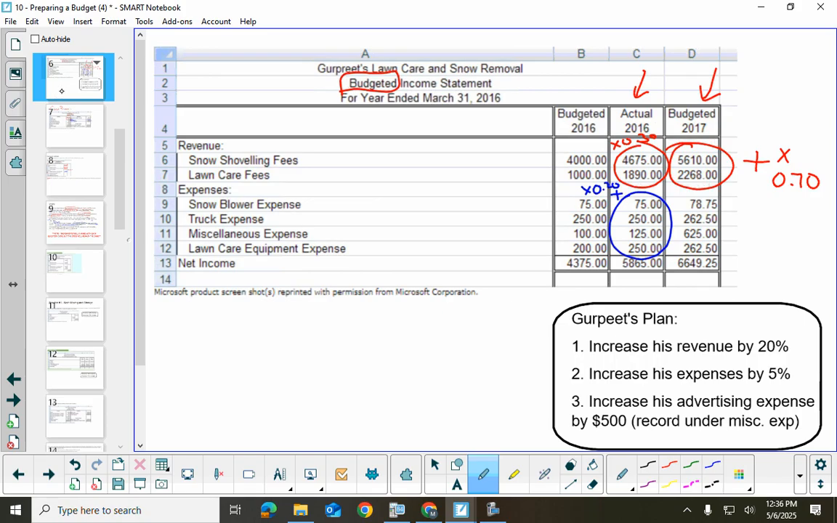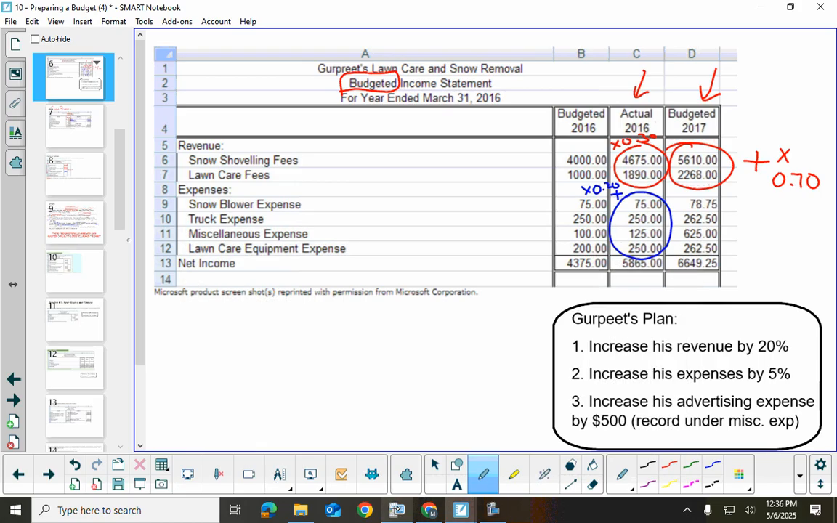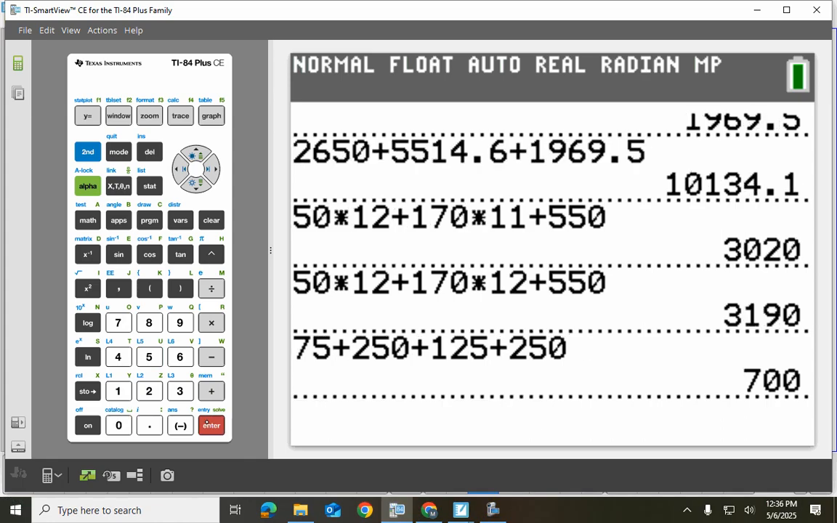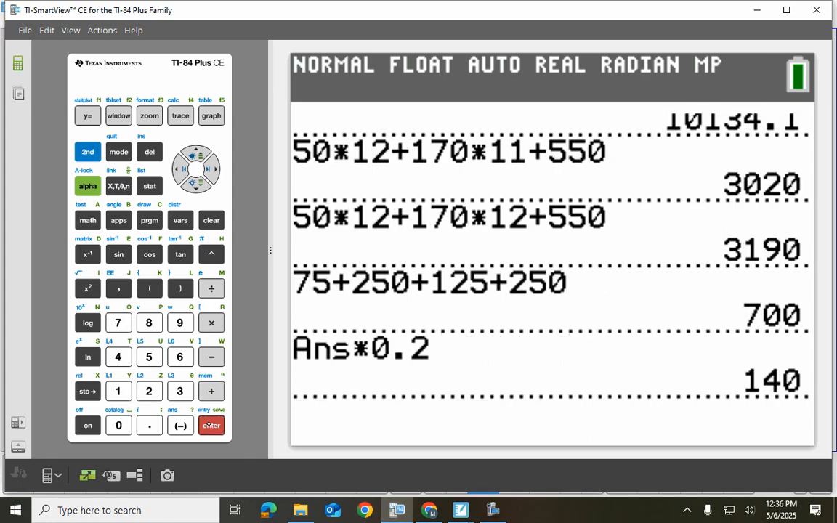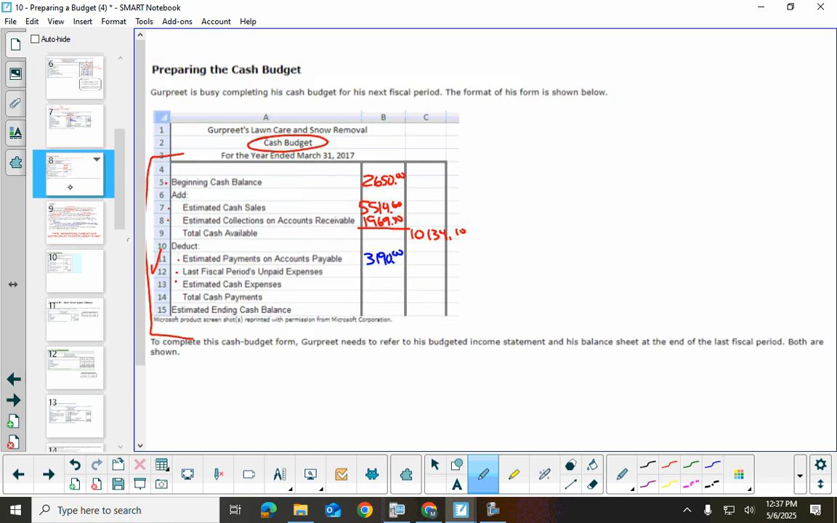Okay, so 75, 250, 125, 250. And times it by 20%. So he's saying he's going to pay 20% off of his old bills. He's not paying them off in full, he's paying 20%. He's trying to do debt repayment. Okay, so that's $140.